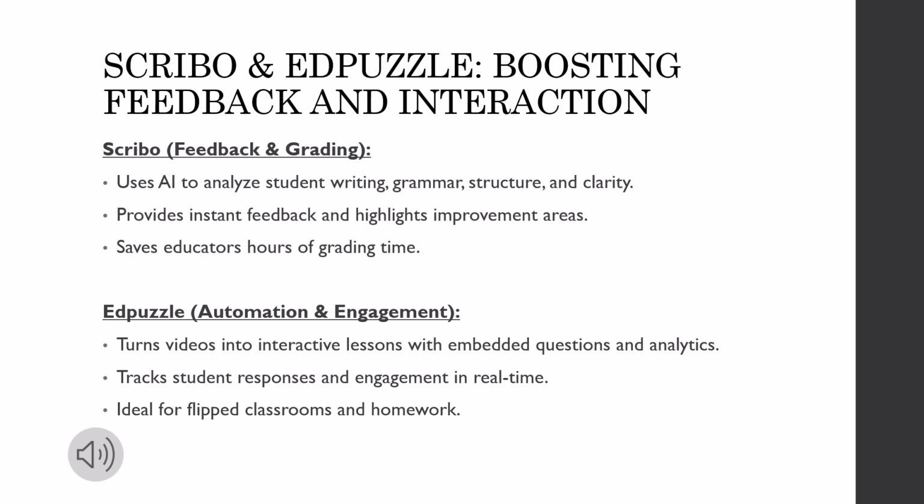Now let's explore the final two tools, Scribo for feedback and Edpuzzle for student engagement. Scribo, developed by Literatively, is aimed at improving student writing while streamlining the grading process. It uses AI to analyze grammar, structure, and clarity, offering instant, actionable feedback to students. While the document didn't provide a detailed breakdown, we can infer that this tool supports writing intensive subjects and can save teacher hours normally spent on marking. Plus, it gives students timely insights to improve their work before final submission.